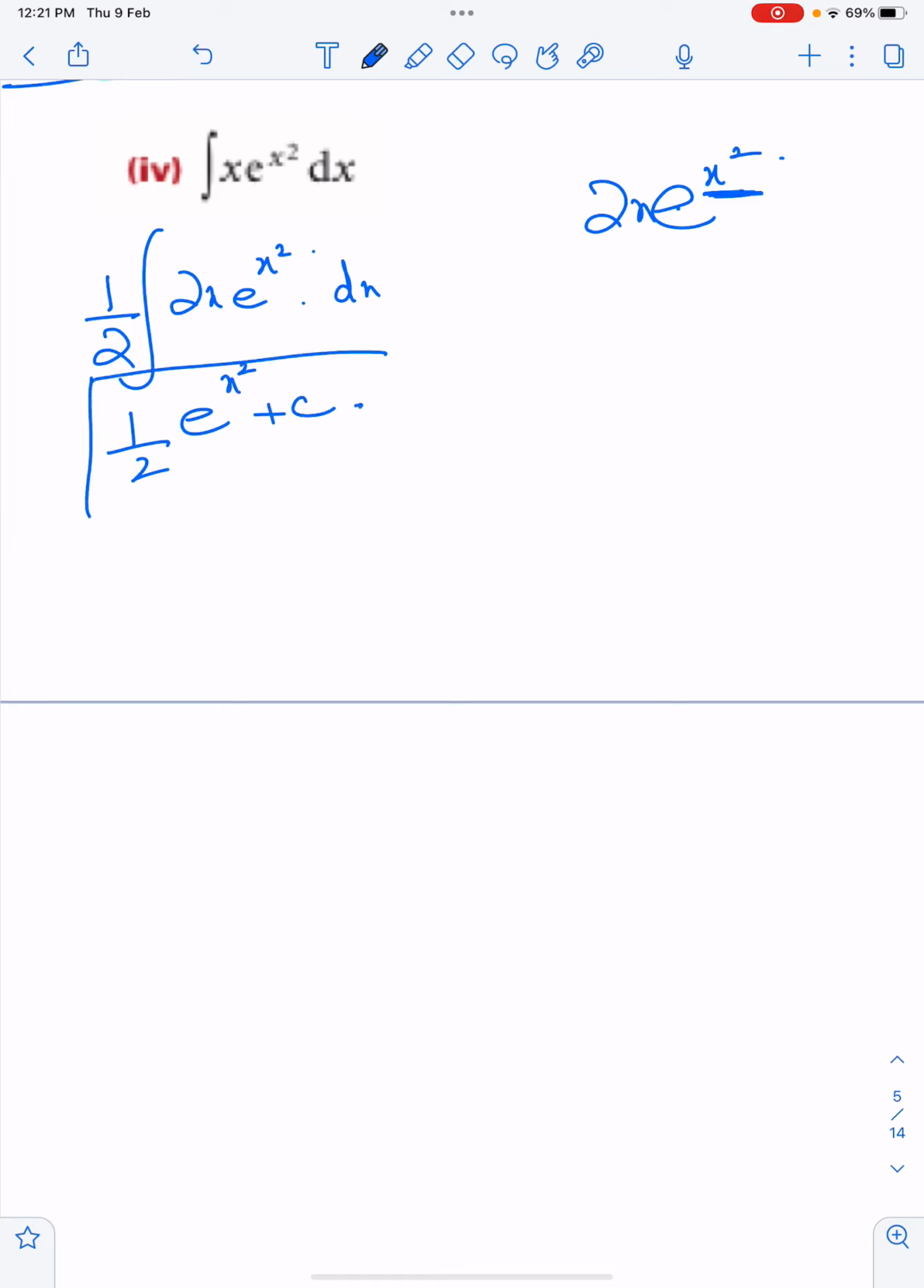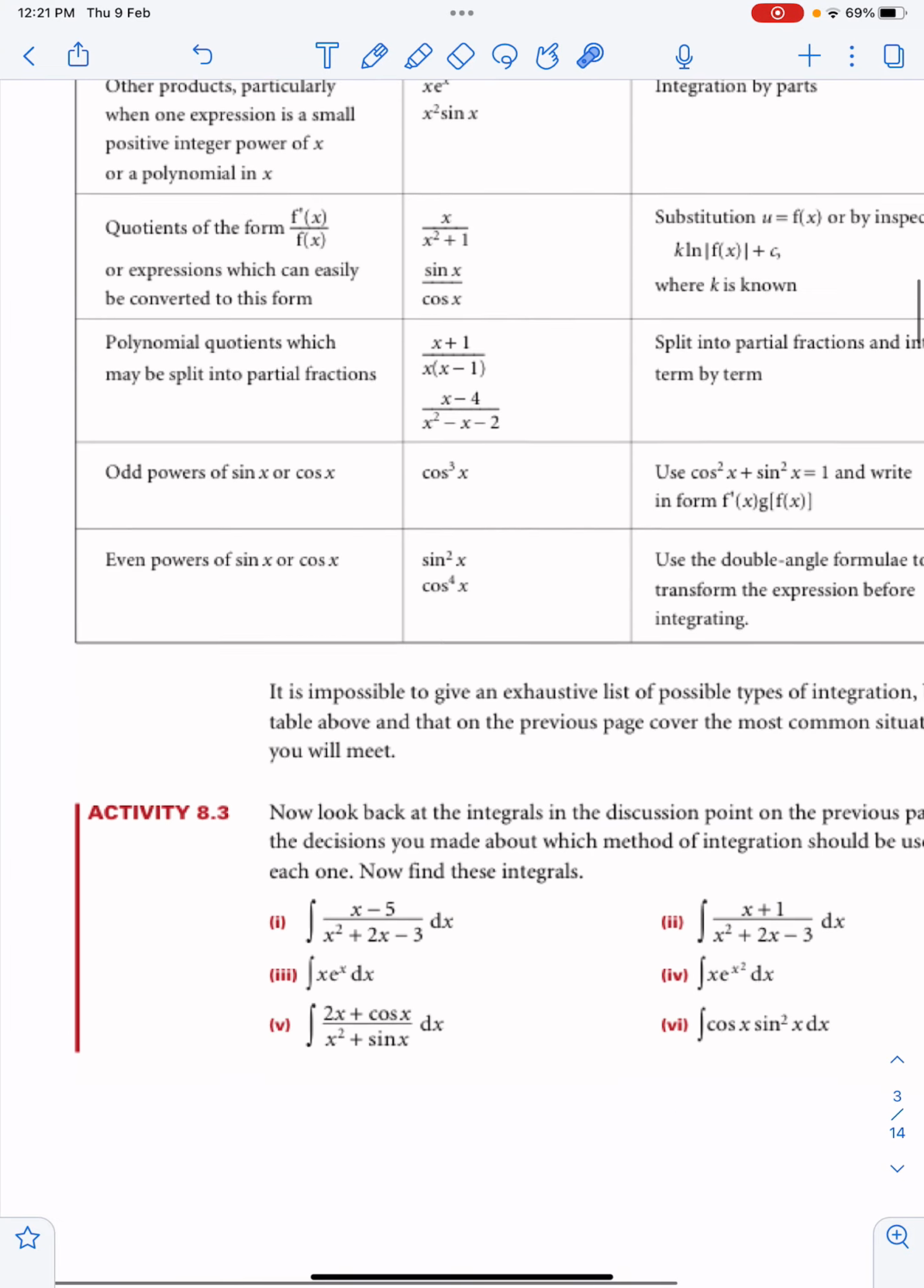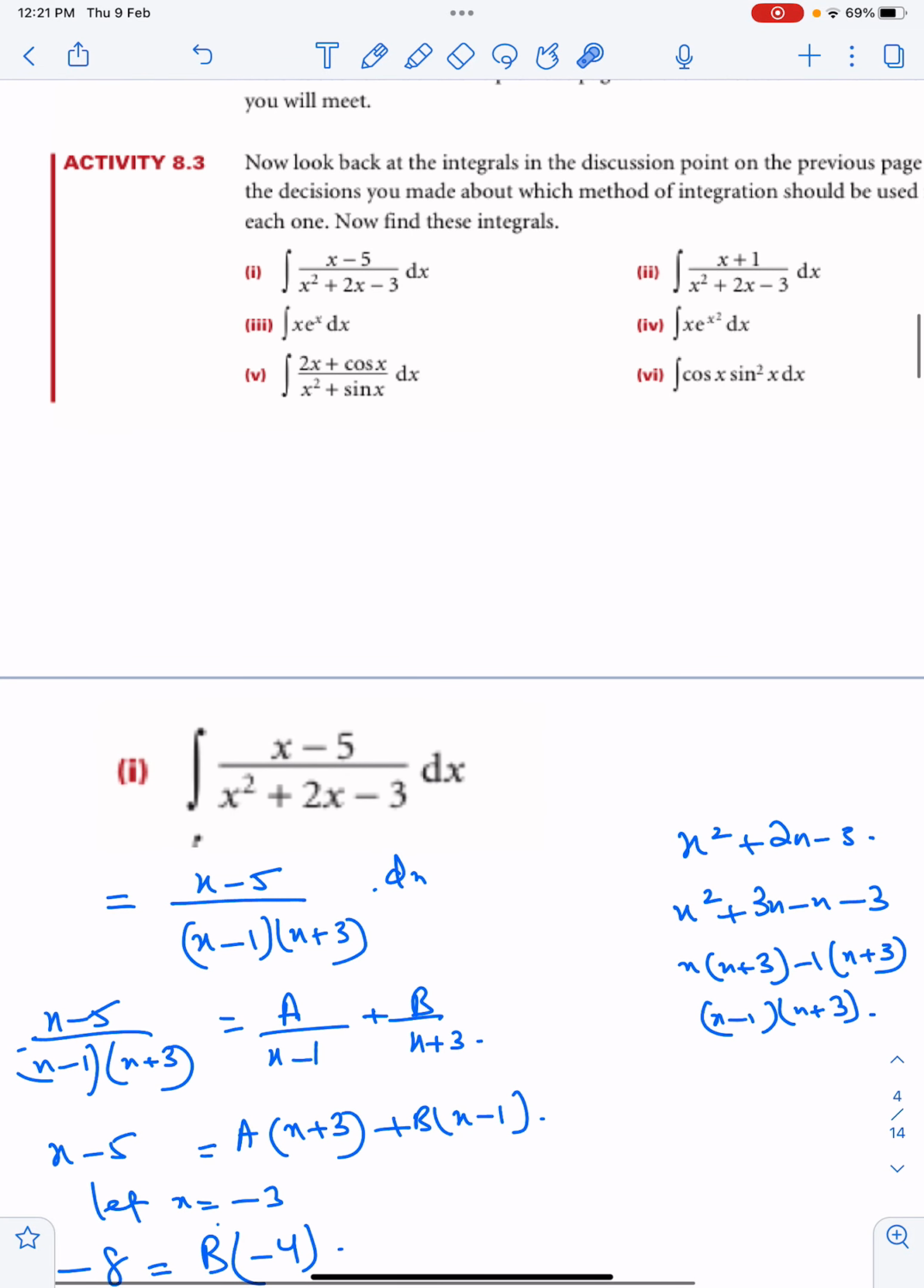Now this is very simple. Whenever you see that the derivative of the power is being multiplied with the product, you can use this method, and in this case you would just write e to the power x square. But since you have a 1 upon 2 outside, you have to write that as well along with it. Moving on to the next question.